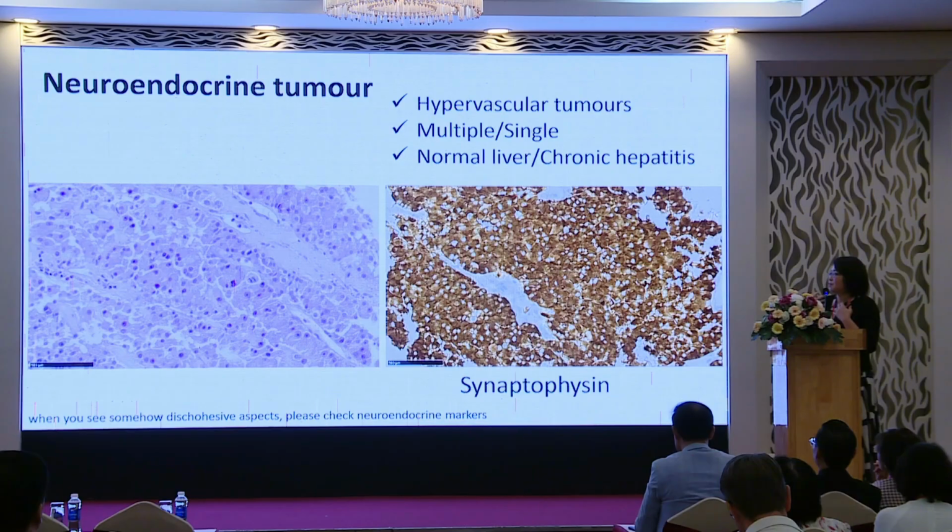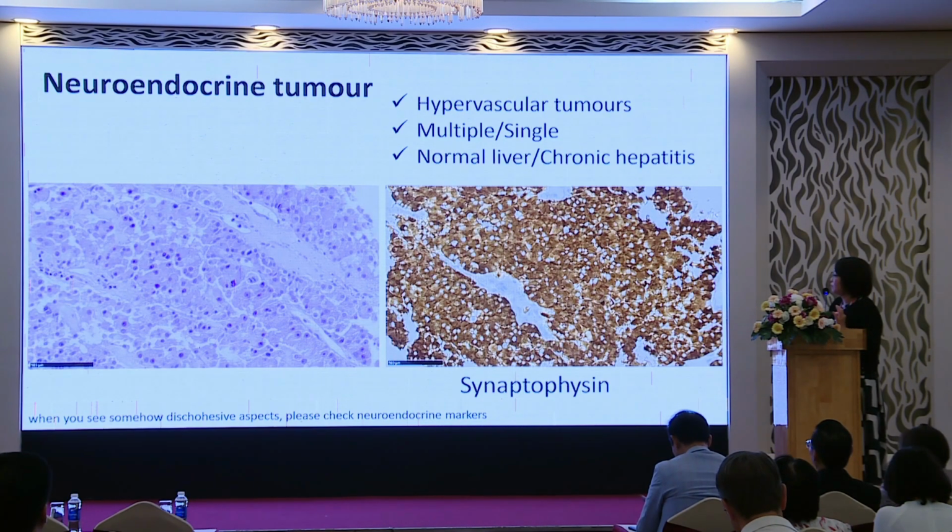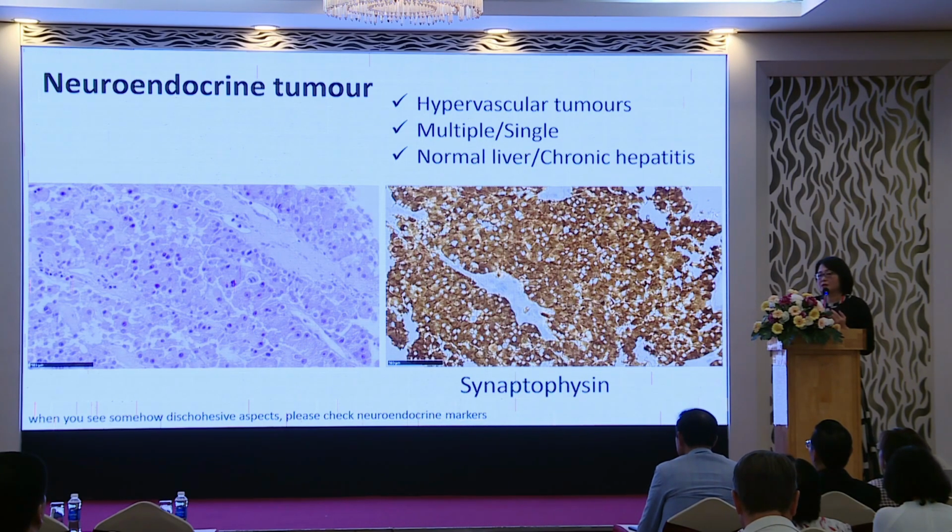So when you have some strange feeling of a tumor aspect mimicking HCC, my suggestion is to perform neuroendocrine markers to exclude the possibility of neuroendocrine tumor, because neuroendocrine tumor often metastasizes to the liver, and it can be a single lesion and it can be multiple lesions, and it presents a hypervascular lesion like hepatocellular carcinoma.